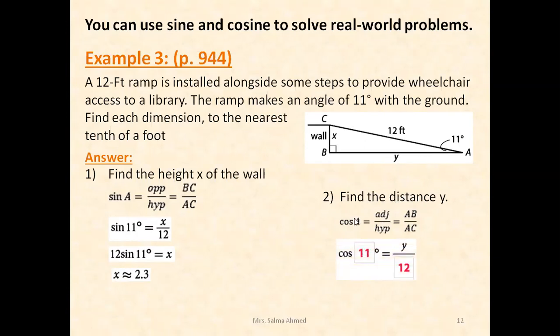So cosine A, which is 11, equals y over 12. I need to get y, so I'm going to move the 12 up beside the cosine. It will be 12 cosine 11 equals y. By using your calculator, you will find that y is approximately 11.8 to the nearest tenth.